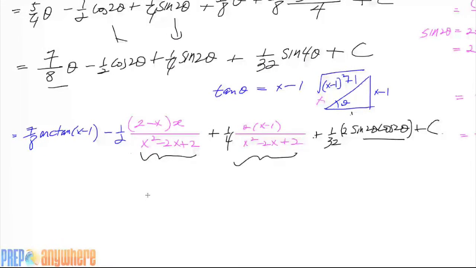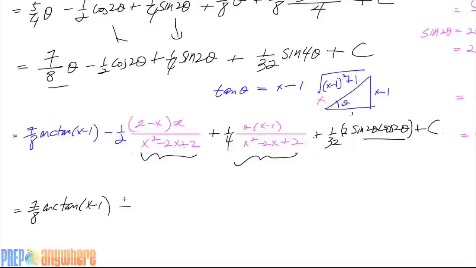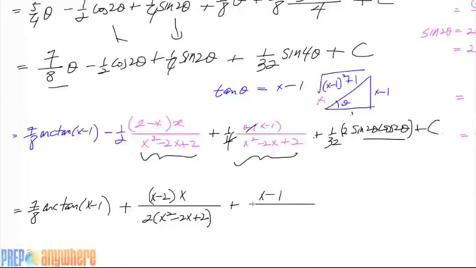Alright, finally let me just write the entire answer here. 7 over 8 arctan of x minus 1, minus, let me multiply the minus in, and you actually get x minus 2, it looks nicer, times x, all over 2 times x squared minus 2x plus 2. That'll get reduced, so you have x minus 1 on top, at the bottom we have 2 again.